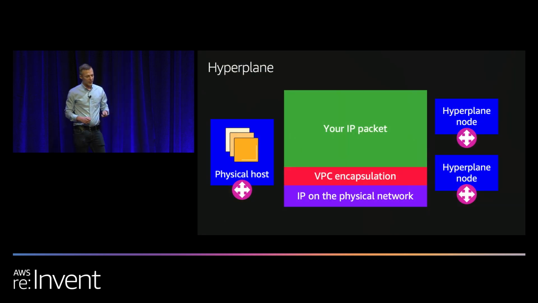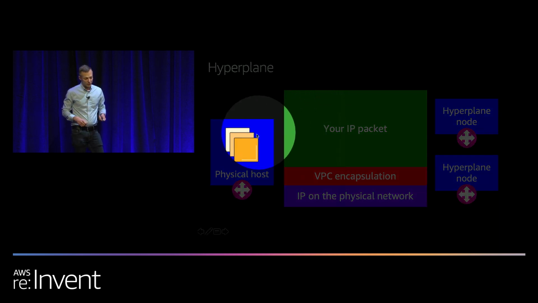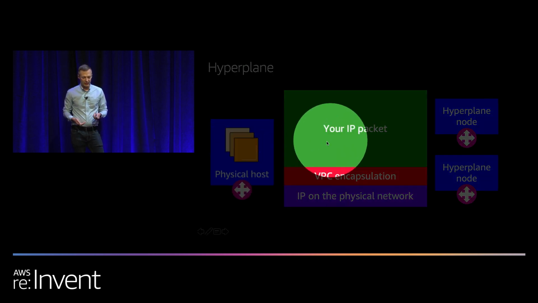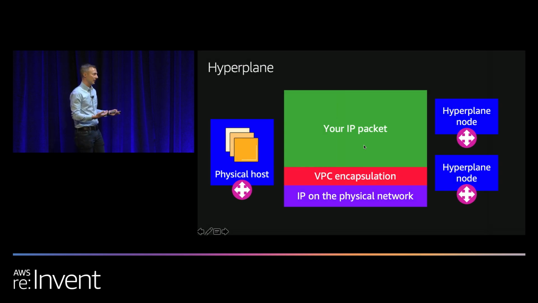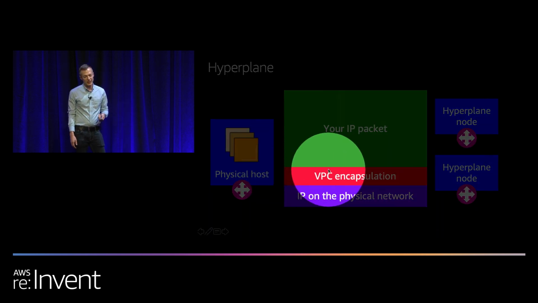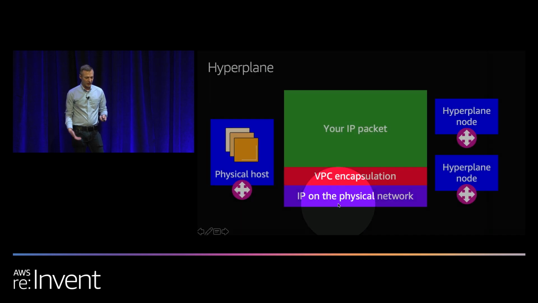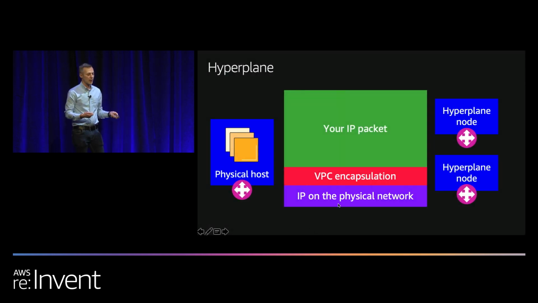So if we look at what this looks like, and we've talked about this in other talks as well, if you have a physical host, we need to be able to talk out over the network. So like any network, you have your IP packet. It's a standard IP packet. We then need to take it and encapsulate it in something that we can use and have a multi-tenant environment, and that's where VPC comes in. That's our overlay network. So we put a VPC encapsulation on that packet, and then obviously give it an IP address so we can route it around the network.